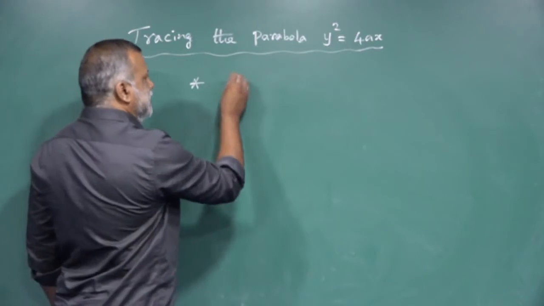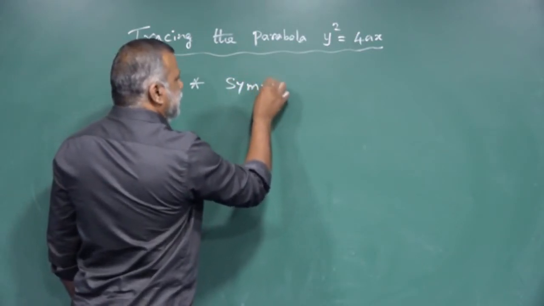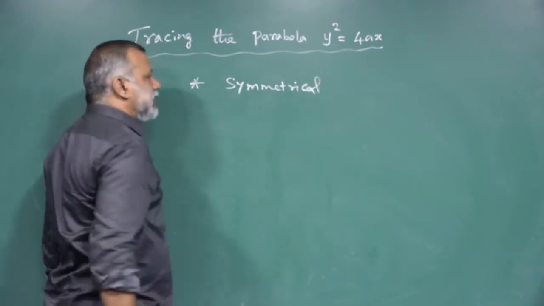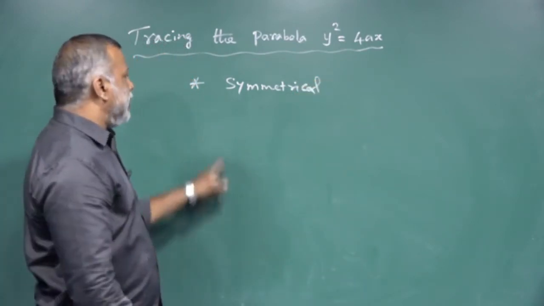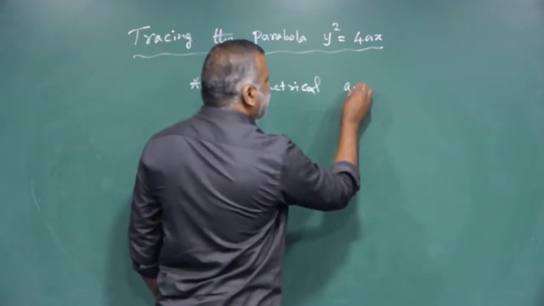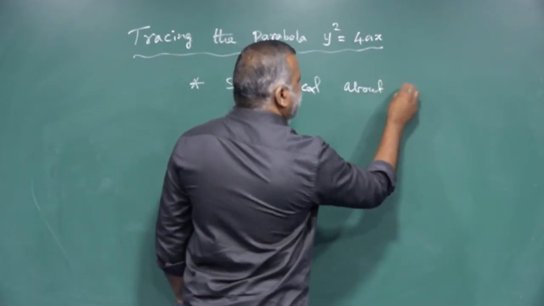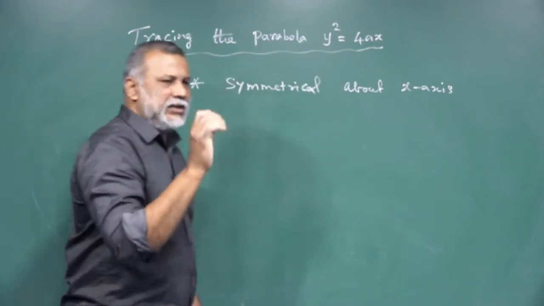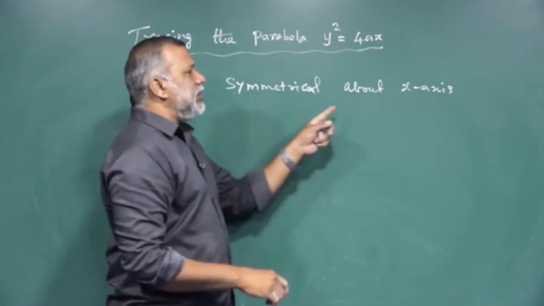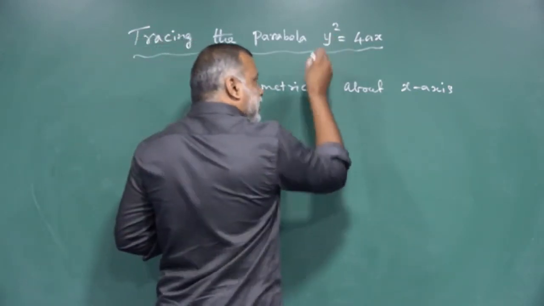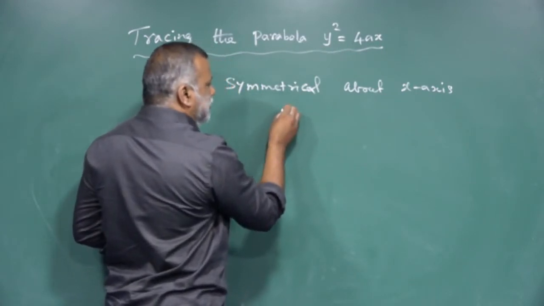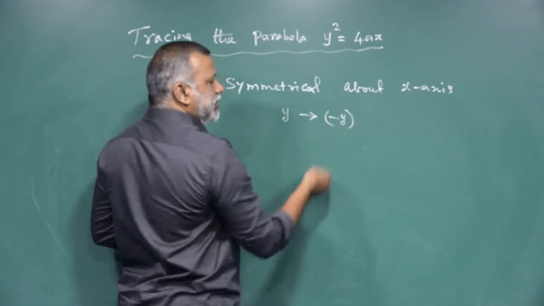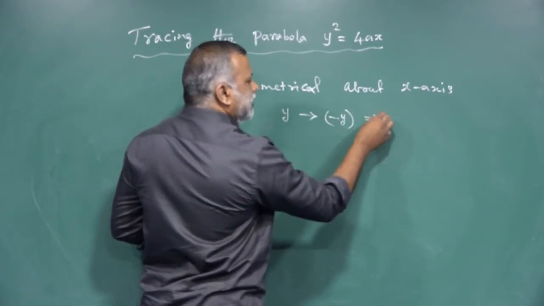What is the meaning of symmetrical? It is nothing but identical or equal, whatever you can say. Symmetrical about the x-axis. The meaning of symmetrical is identical. How are we saying symmetrical about the x-axis? In this equation, y is replaced by minus y. Then the equation is unaltered.